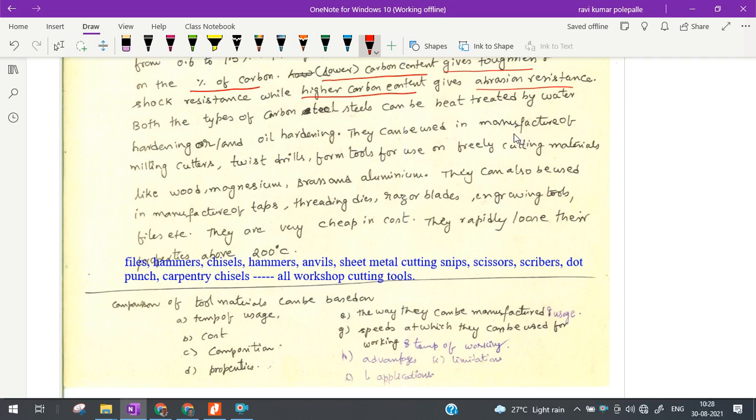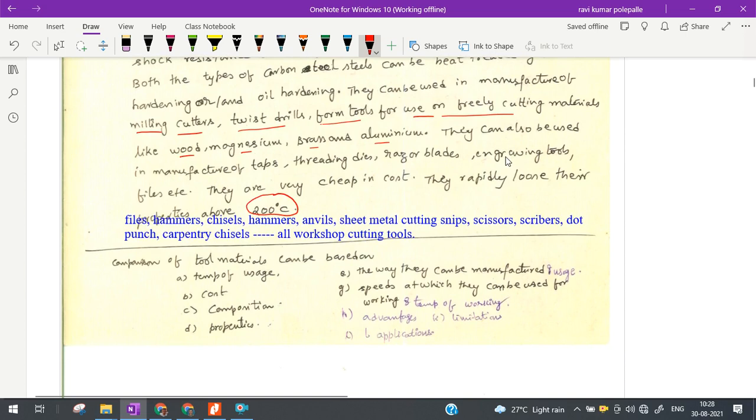When we talk of the applications, they can be used for manufacture of milling cutters, twist drills, farm tools for use on free cutting materials like wood, magnesium, brass, aluminum. They can also be used in the manufacture of taps, threading dies, razor blades, engraving tools, etc. They are very cheap. They lose their hardness beyond 200 degrees centigrade. So you are not expected to use this type of tool materials beyond 200 degrees centigrade.